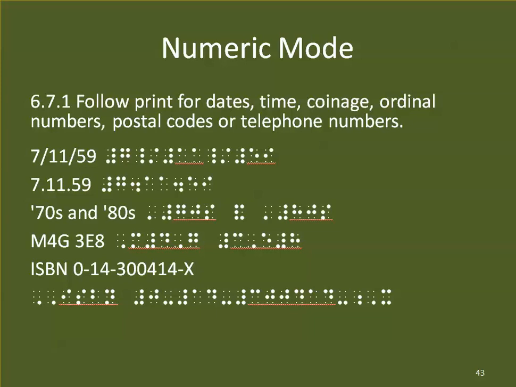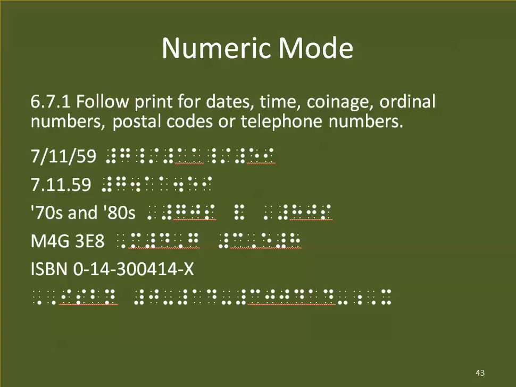We follow print for dates, time, coinage, ordinal numbers, postal codes, or telephone numbers. So when you see a number, you just follow print. If we have a date, 7/11/59, slashes terminate numeric mode, so we need to start up the numeric mode indicator after each slash. A period, however, does not terminate numeric mode, so we don't need to start up numeric mode again. So we just carry that whole date through with one numeric indicator.